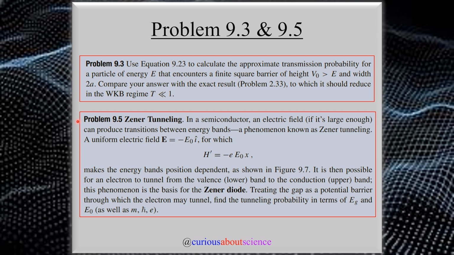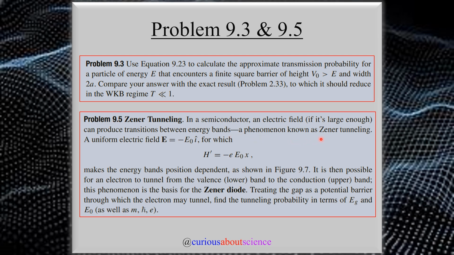Now, in 9.5, where we actually have something fun to deal with in the application sense, is Zener tunneling. And in semiconductors, an electric field, assuming it's large enough, can produce transitions between energy bands. Now, for those who have never seen semiconductors, this is the band gap theory that we touched on a couple chapters ago, where we need to be able to jump from one energy level to the other because that's what's required to move. And that's what semiconductors have been making breakthroughs year after year in.